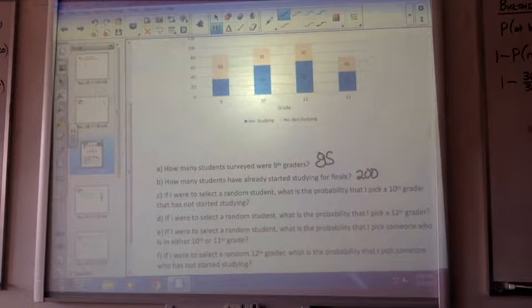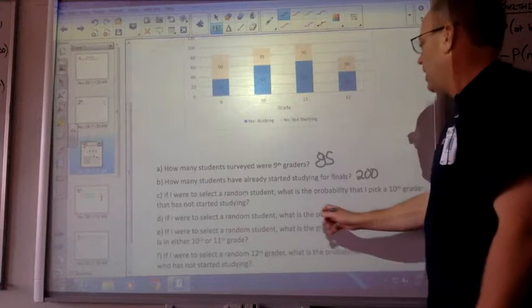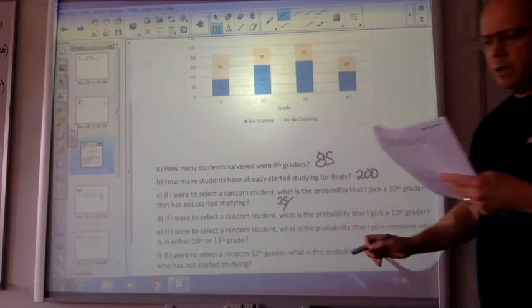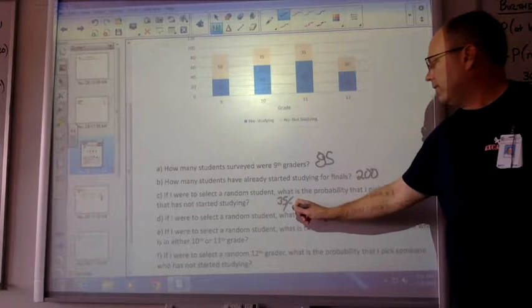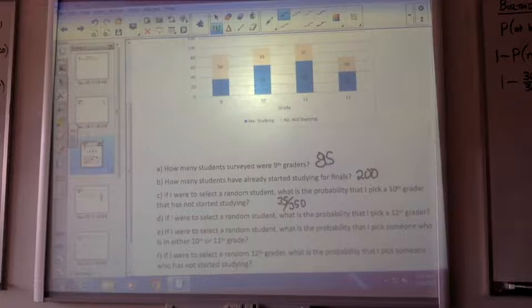If you were to select a random student, what is the probability that I pick a 10th grader that has not started studying? So how many 10th graders have not started studying according to this? 35. How many total students were in this survey? 350. Yes, you could reduce that. It becomes 1 over 10. But just leave it that so you can see where the numbers are coming from.